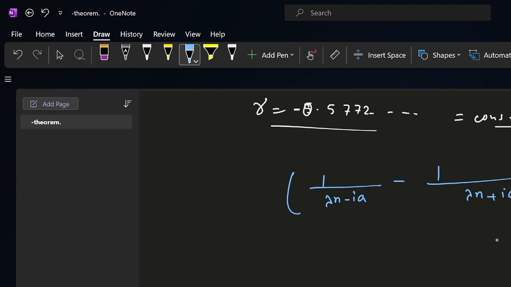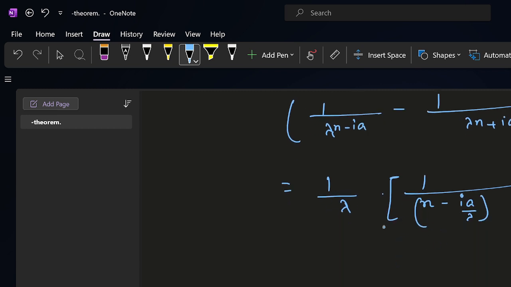So how can you first of all play around with this form? You can take out lambda as common, and then you are left with, first you have to get an n, right? So you have to take lambda as common, and then it is n minus ia by lambda minus n plus ia by lambda. So first part is done, that you have n only without any further coefficients multiplied, because I have taken lambda outside.